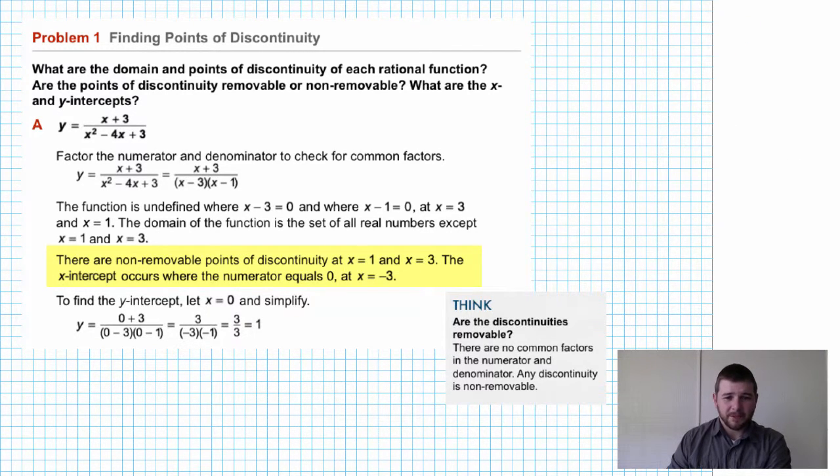So the x-intercept occurs where the numerator equals 0, because 0 divided by non-zero numbers is 0, simply at x equals negative 3, because negative 3 plus 3 is 0 and leads to a 0 numerator, and hence a 0 y value. To find the y-intercept, much as we've done in the past, we just let x equal 0 and simplify. A little bit of work, substitute some values. y equals 3 over 3, which we know is just plain old 1.